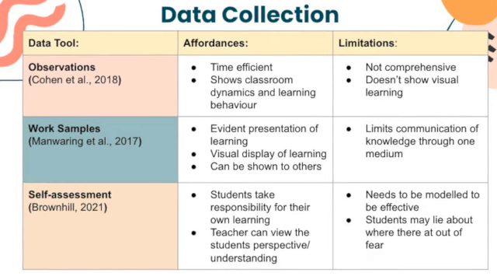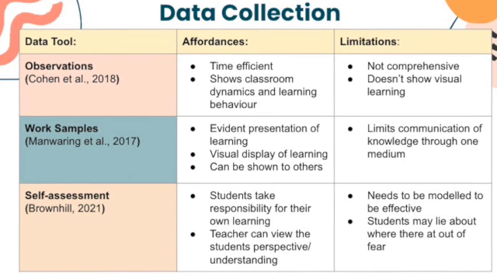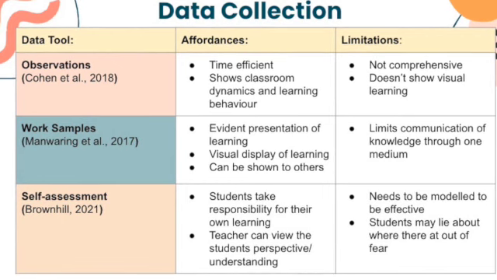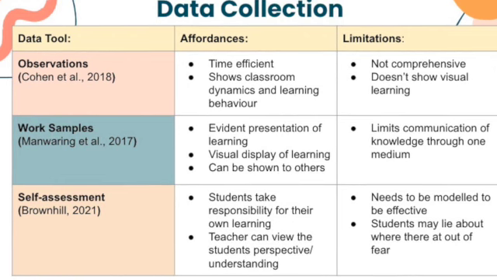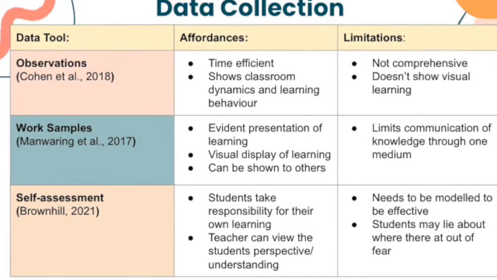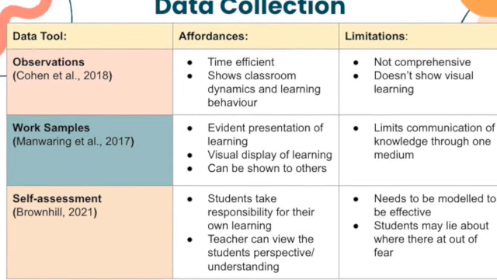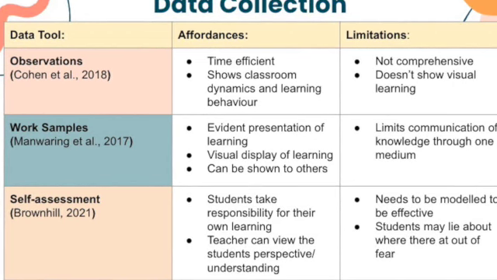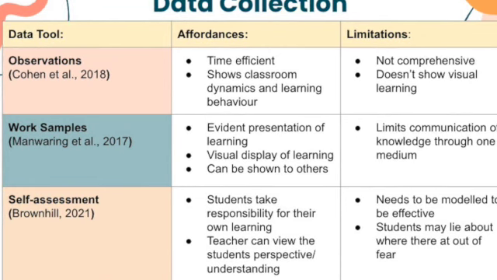However, it does lack in being comprehensive data that can be shown to other teachers or parents, but when used in conjunction with work samples, it becomes a supportive piece of evidence to show engagement as well as learning. Manwaring et al. 2018 states that work samples are an explicit presentation of proof of learning that, unlike observations, can be shown to others. However, it does typically limit the demonstration of knowledge to only one medium, which is usually the written format, especially in English, which is why effective planning is essential to consider these factors.